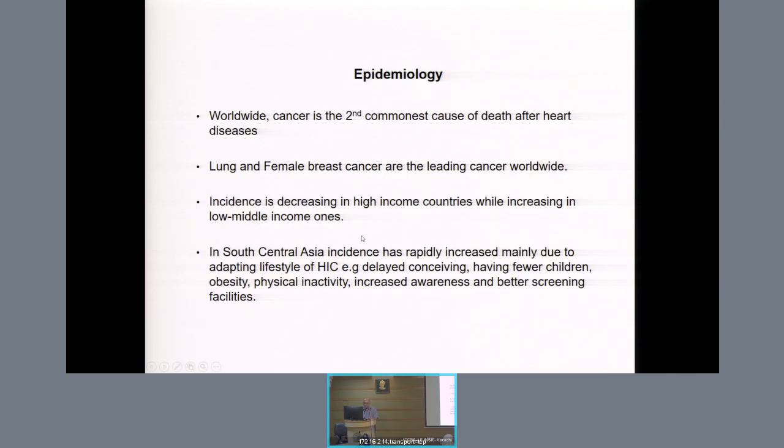Incidence is decreasing in high-income countries, while it is increasing in middle-income ones. In South Central Asia, where we are located, Pakistan, India, Bangladesh, incidence has rapidly increased, mainly due to adopting the lifestyle of high-income countries. For example, delayed conceiving, wanting to have fewer children, obesity, physical inactivity, increased awareness, and better screening facilities. There is increased awareness and increased diagnosis of cancer.